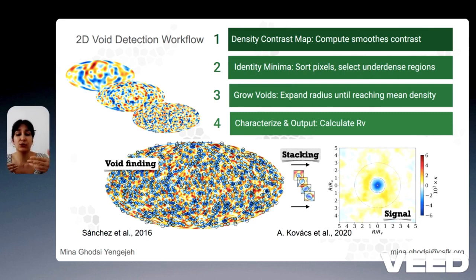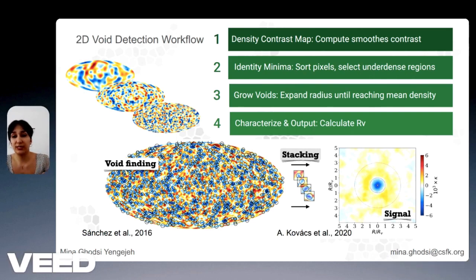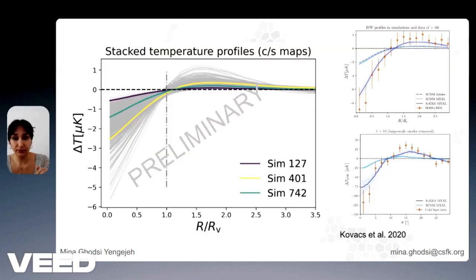And then it comes to cutting out those parts from our ISW maps. Because ISW signals are very, very weak and have very low signal to noise, if we cut out all of them and stack them together, we can increase the signal to noise. But why would we like to do this?